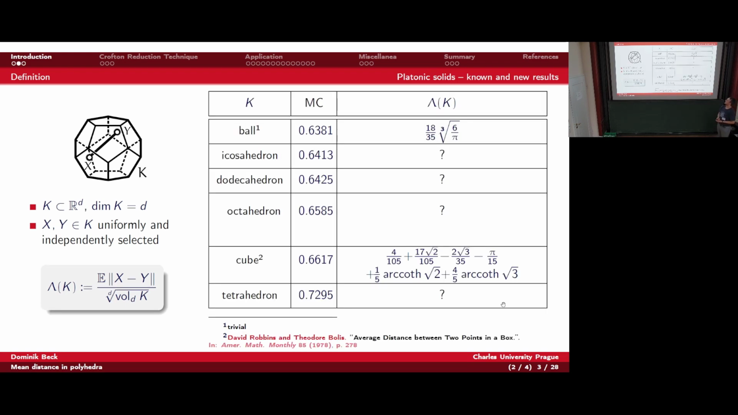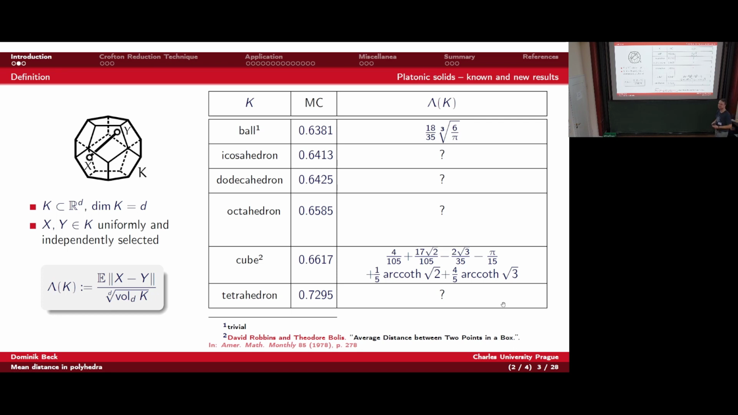Okay, so in this table I listed the results for which the mean distance was already known. And obviously the ball is actually very simple to derive, in any dimensions. And the other solid for which the mean distance was known in 3 dimensions was only the cube.